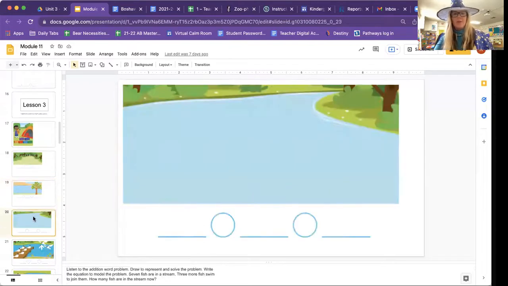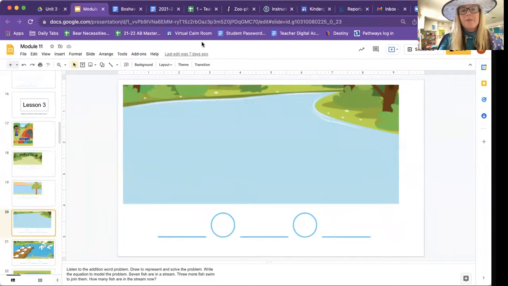All right, good job. Here we go. Again, you're going to listen to the addition. Ding, ding, ding, addition word problem. Draw to represent and solve the problem. Write the equation to model the problem. 7 fish are in a stream. Did you hear that number? 7 fish are in a stream. 3 more fish swim to join them. How many fish are in the stream now?